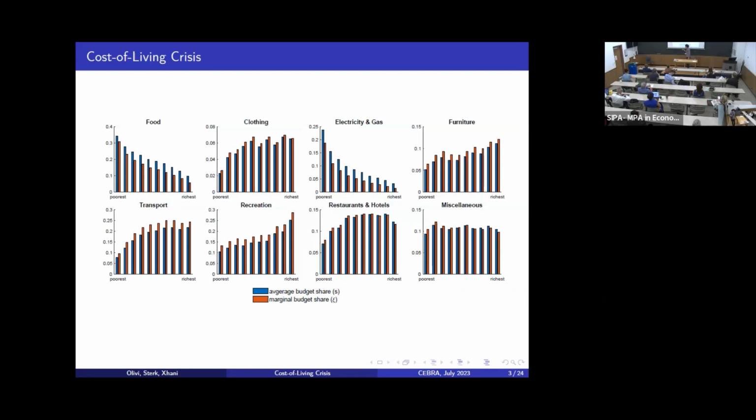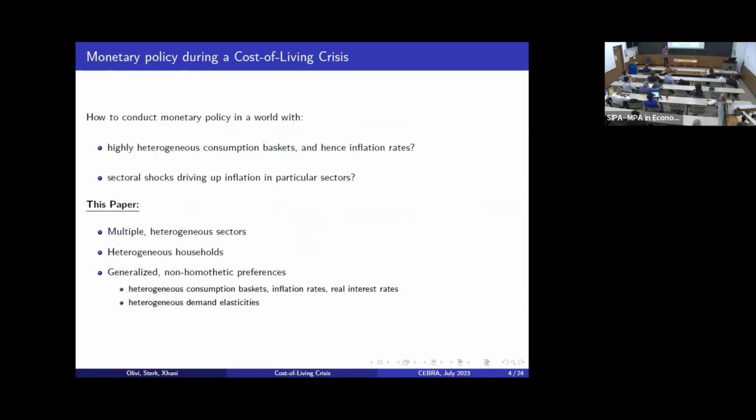And this is explained basically by the fact that households consume very different baskets of goods. Interestingly, it's not only that the shares of consumption baskets differ by income, but also what they would consume at the margin when you give them $1. So it's not just that you have different types of households, it's really non-homothetic preferences. Households change their set of consumption when you increase their income. So the natural question that you want to ask is, how do you conduct monetary policy in a world in which people have non-homothetic preferences? They change their basket of consumption when they have more or less income, and inflation is potentially driven by sectoral shocks that are going to generate different inflation rates in different sectors and for different groups.